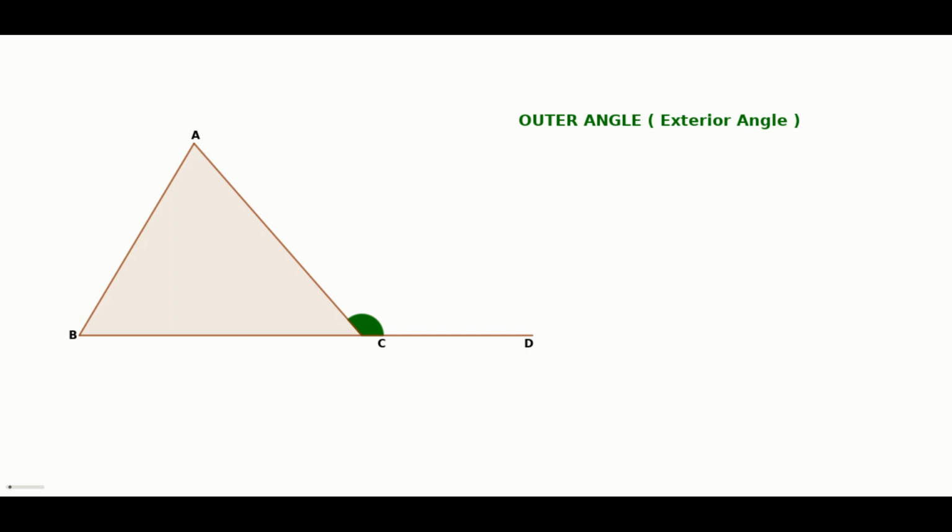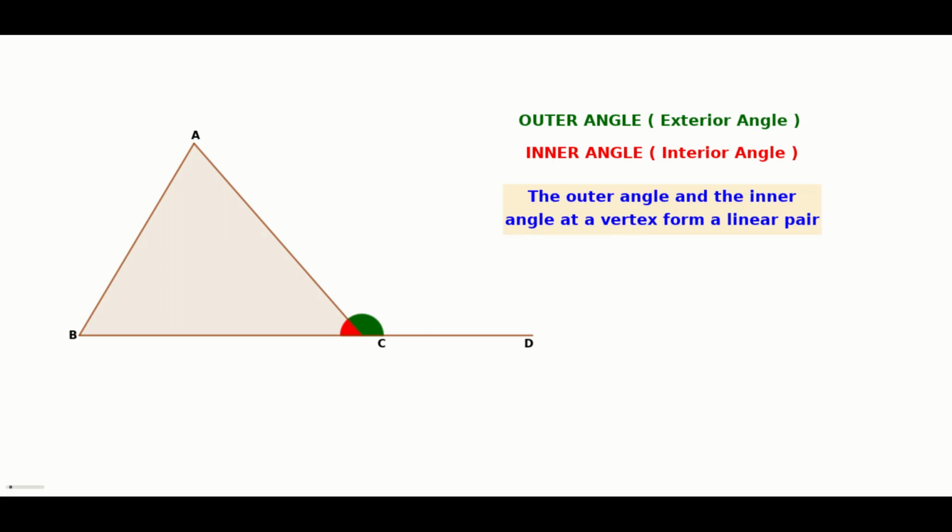At the vertex C, you have an angle inside the triangle, and such angles are called inner angles or interior angles. Here, the outer angle and the inner angle at a vertex form a linear pair. You know that in a linear pair, the sum of the angles is 180. Therefore, here angle ACD plus angle ACB is equal to 180 degrees.